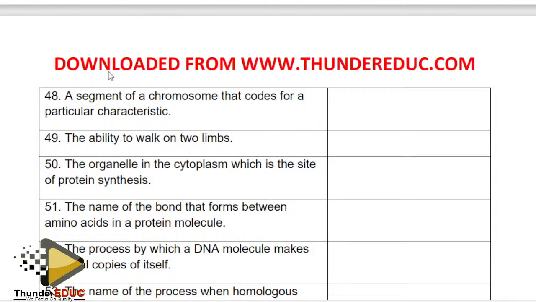A segment of chromosome that codes for a particular characteristic, we call it a gene. We talked about it. Ability to walk on two limbs, we call it bipedalism. The organelle in the cytoplasm which is the site for protein synthesis is the ribosome. The name of the bond formed between two amino acids, I explained this, is the peptide bond.